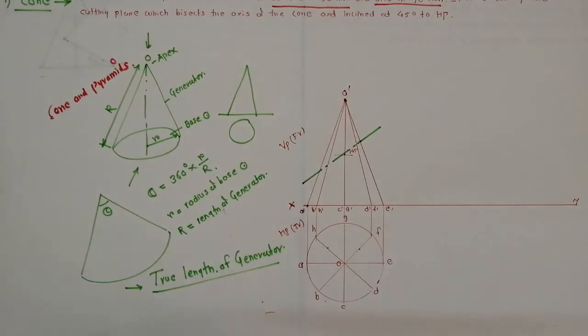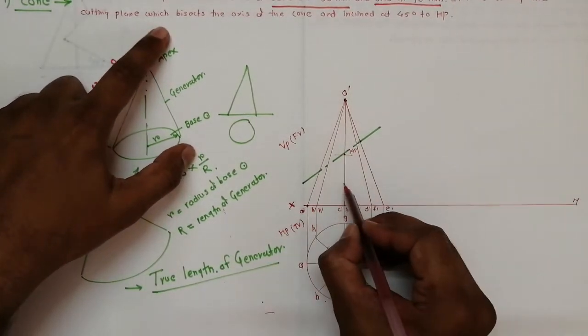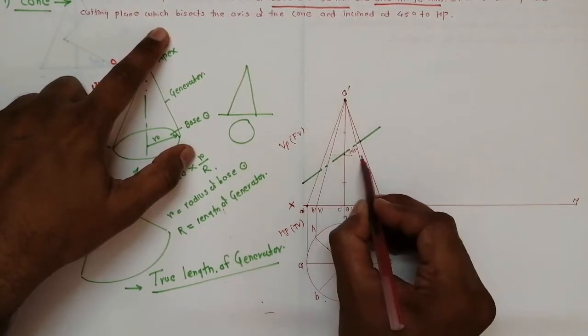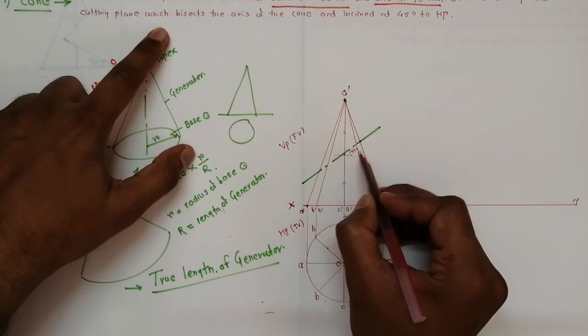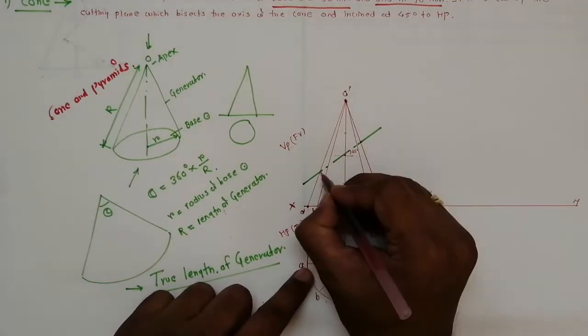So what is the second condition? The cone is cut by the cutting plane which bisects the axis, so we have taken the midpoint of the axis and drawn one horizontal line there. We have taken the angle of 45 degrees and drawn the section plane. Now we have to mark this intersection.